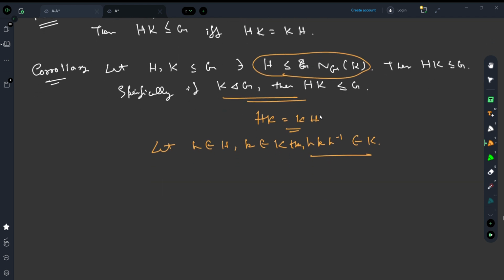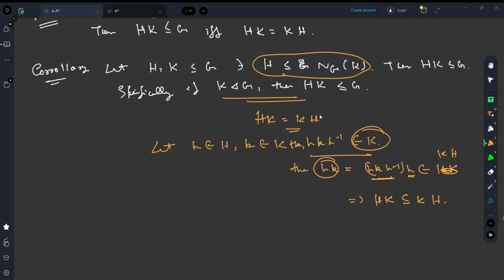But then, what can I say about the element hk? I can write hk as (hkh inverse) times h, right? Now this is an element in K from here. This is an element in H, so this is an element in KH. And this was an arbitrary element in capital HK. So this implies HK is contained in KH.